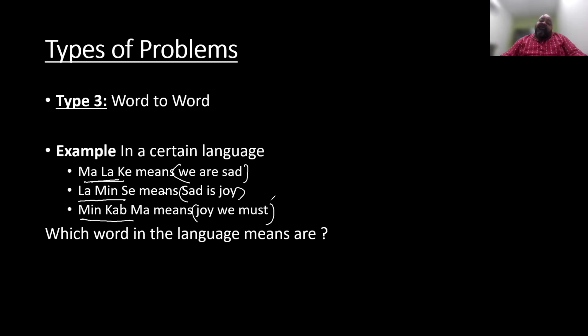Now, how do we solve this question? We compare the two lines, the two phrases. There will either be a common phrase or an uncommon word. The same will happen with the code as well. For example, we are sad and sad is joy. The only common word between these two is sad. In the codes of the two phrases, the only common code is la. And therefore, sad code will be LA.